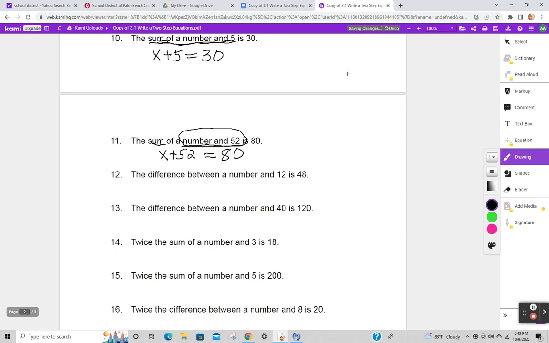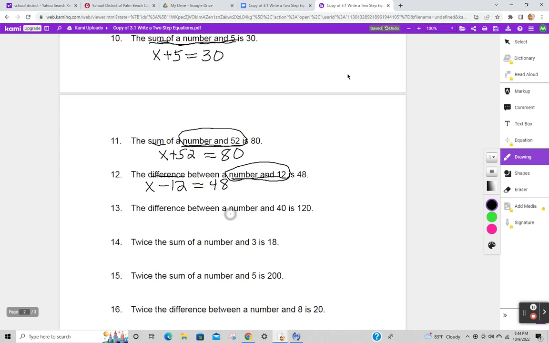Now difference means we're going to subtract. Okay, so let's see what we're subtracting. The difference between a number and 12. So we're subtracting these two. Okay, a number, we'll let that be x, minus 12. How did I know to subtract these two here? From this word right here. I want to take the difference between these two, which means subtract. And all that is going to be equal to 48.